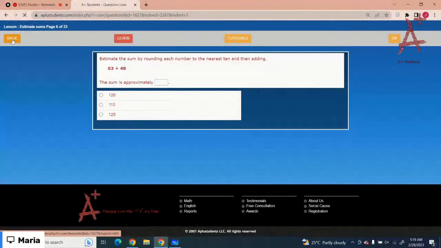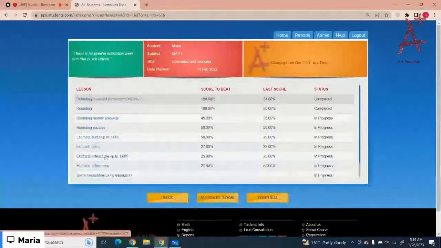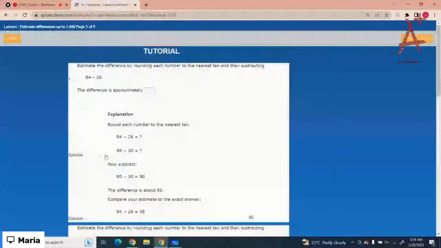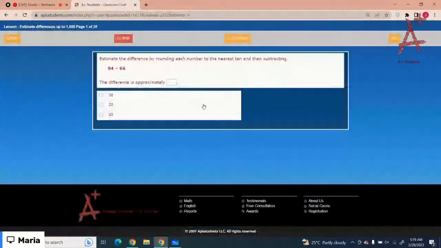Okay, the next lesson is estimate differences up to 1000. Let's just start with the next lesson. The next one is estimate differences up to 1000. So basically you have to do the same thing. The concept is same. You have to round the numbers first and then you have to add or subtract. So basic concept here is rounding. Got it? You need to learn how to round off the numbers. Got it? Let's start with the first one.